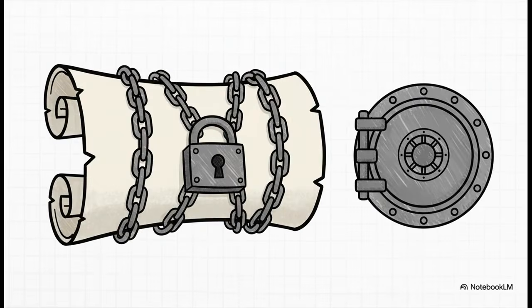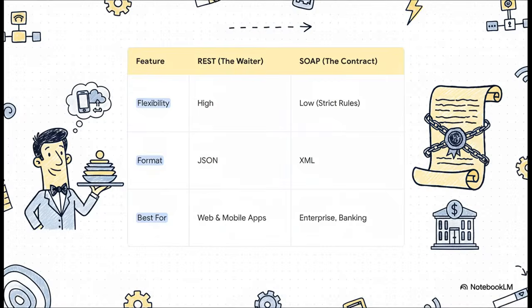But what if you're not just ordering a burger? What if you're transferring $1 million between banks? For that, you need something way more formal, way more buttoned up, and that's SOAP. If REST is like a casual conversation, SOAP is like a notarized business contract with super strict rules and security baked right in. And when you put them side by side, you can really see the difference.